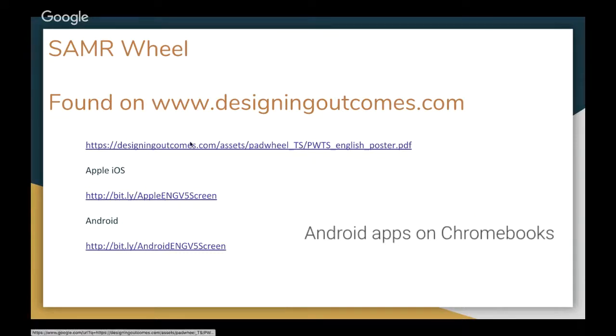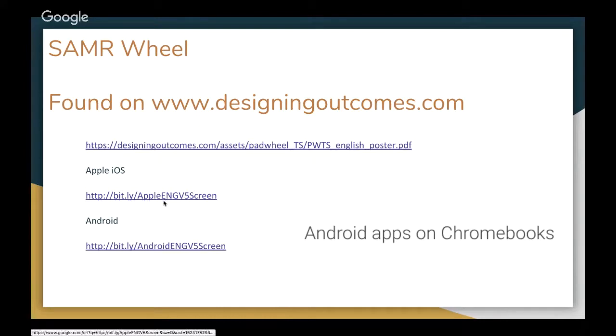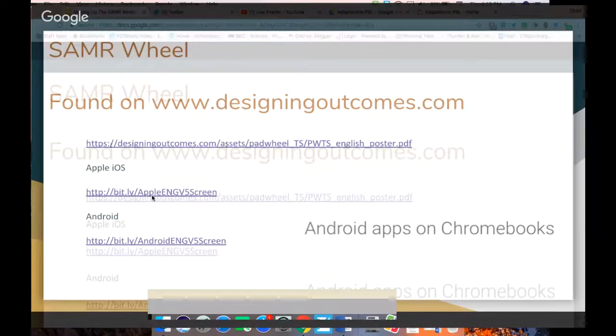And this is the website right here, designingoutcomes.com. And you can go through and pick different versions that you need. They have iOS apps and they have Android apps as well. And for some of the Android apps, you can check with your CTA, but they should work on the Chromebooks. So let me go ahead and check one of these out here. And we'll go with Apple.